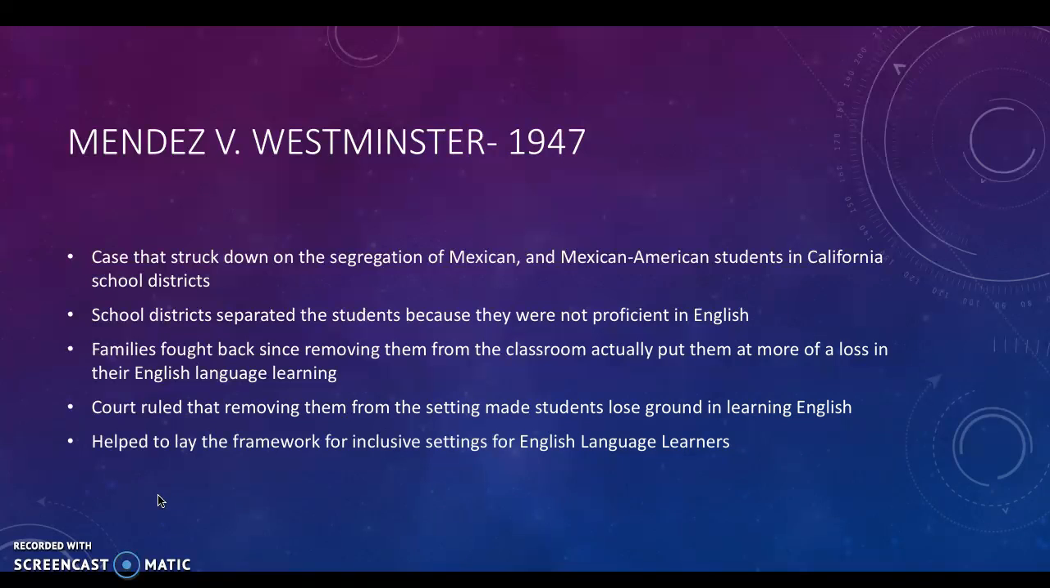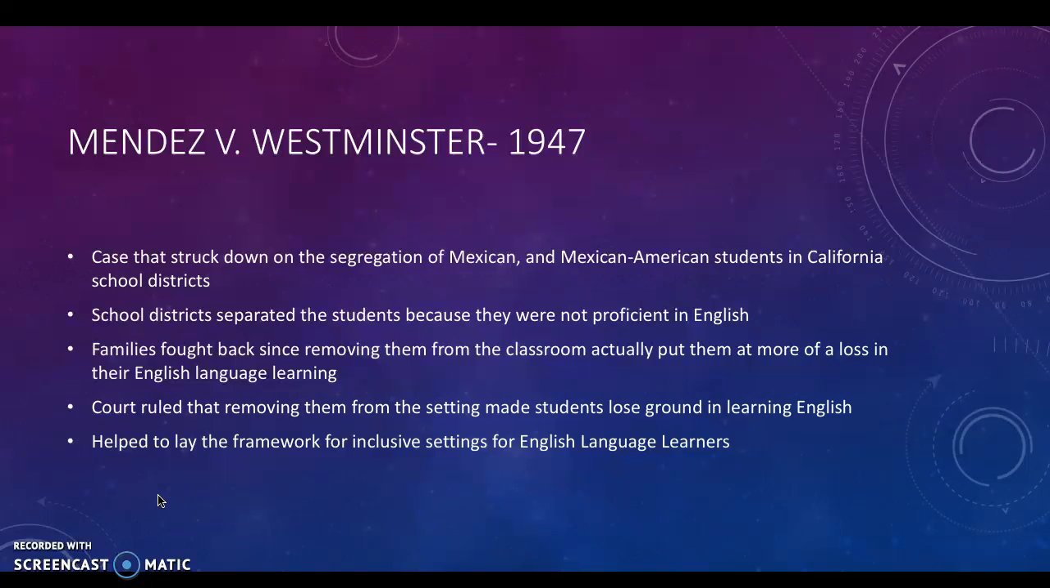Next, we have the case Mendez v. Westminster in 1947. This case struck down the segregation of Mexican and Mexican-American students in 4 California school districts. The schools segregated the students on the ground that the children were so deficient in English that they had to separate them from the rest of their peers.